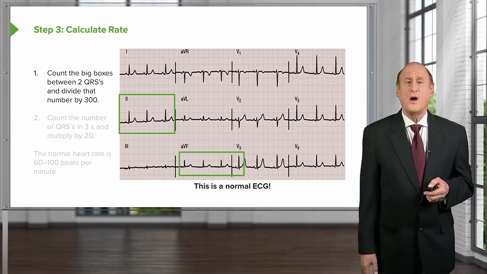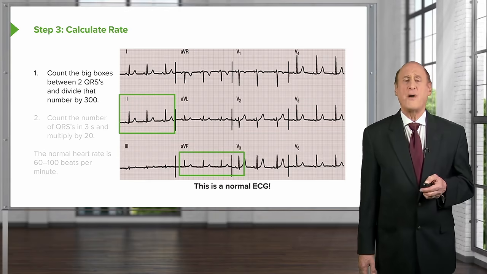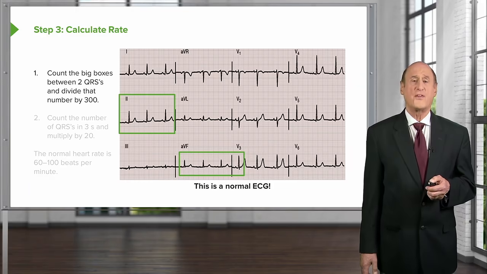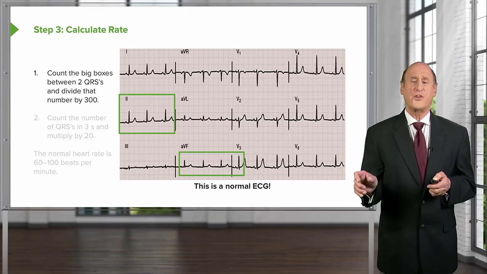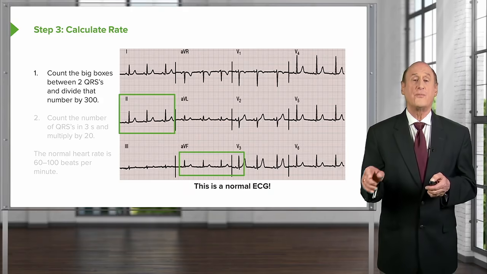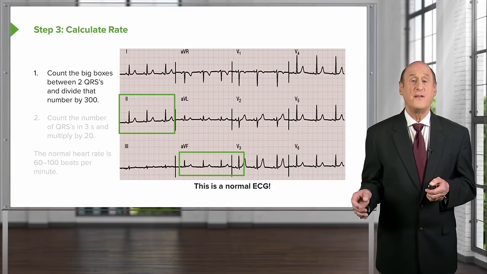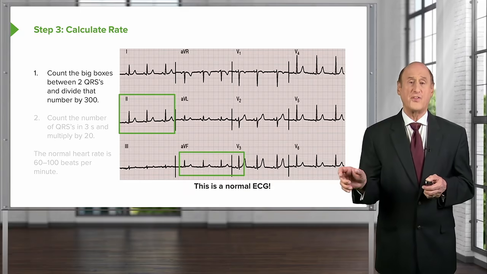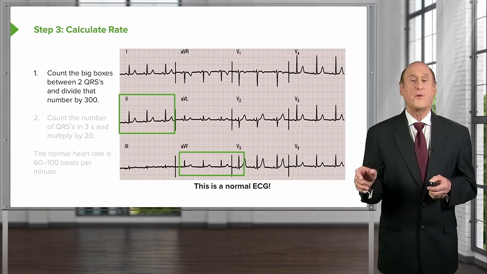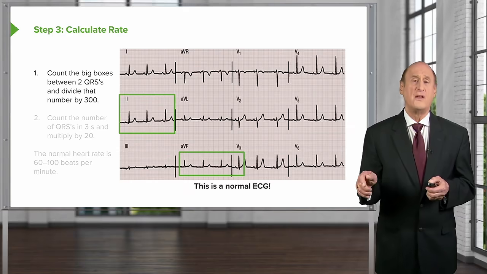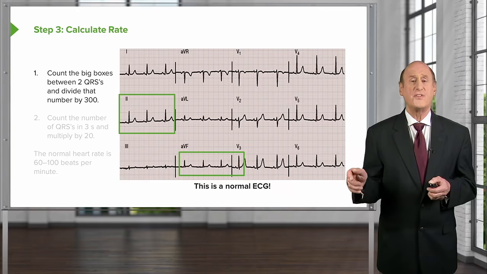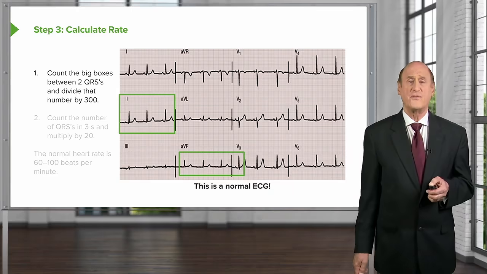In order to obtain the heart rate, you count the number of big boxes between two QRSs and you divide by 300. So if there were two big boxes between the two QRSs, that would be 2 into 300 or 150. If there were three big boxes in between a QRS, that would be a rate of 100, 3 into 300. If there were four boxes in between the two QRSs, that would be 75. 4 into 300 is 75.